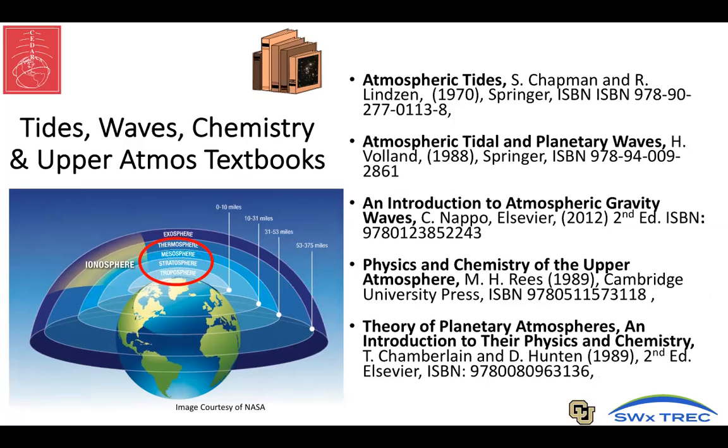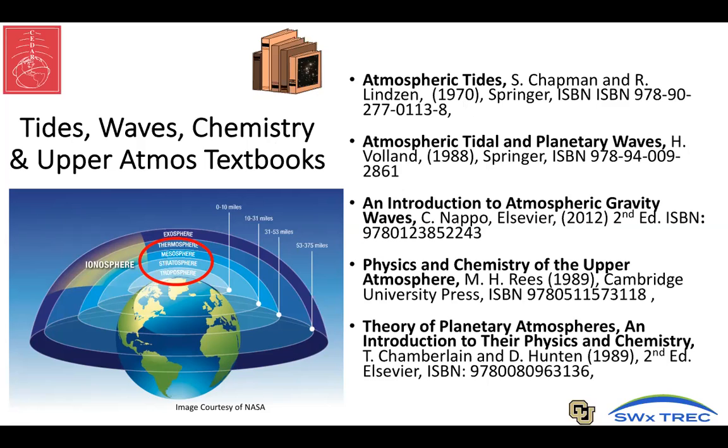Some of the processes that connect the lower and upper atmosphere have to do with waves and tides, and certainly with chemistry that in some cases is driven by solar processes. All of these end up linking to material in the upper atmosphere. So there's probably the oldest textbook on this list, Atmospheric Tides by Chapman and Lindzen, 1970.